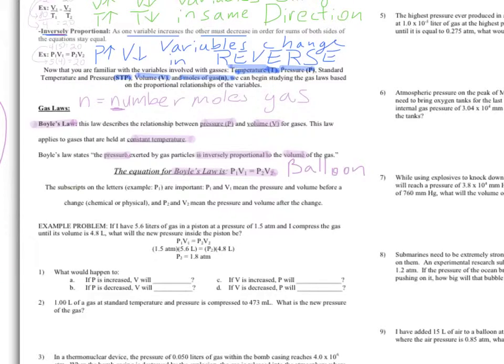Okay. So if I have the subscripts, P1, V1, P2, V2, what this means is my pressure and volume before and after a change. So P1, V1, this is what I start with. P2, V2, this is what I end with. That's too light, isn't it?